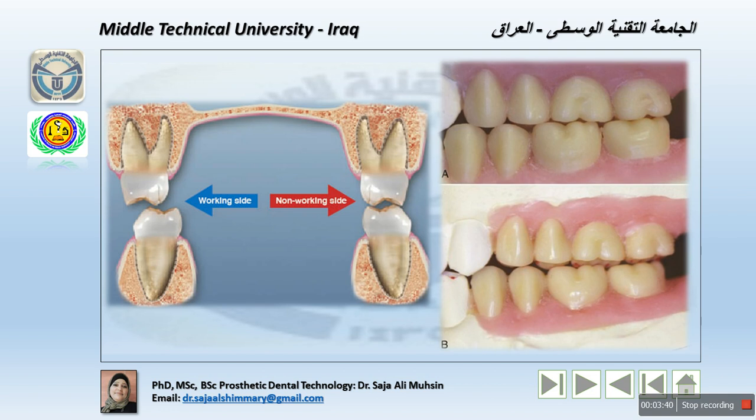The working side and the balancing side. The working side is the side toward which the mandible moves in a lateral excursion, and the balancing side is the non-working side, of course. And this really affects the successful prosthesis as in removable partial denture, as the contacts should be designed in terms of compensating the intercuspal functional process.